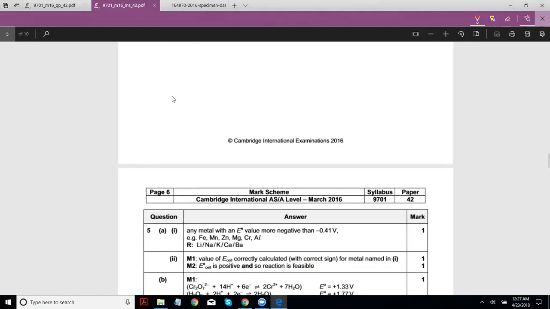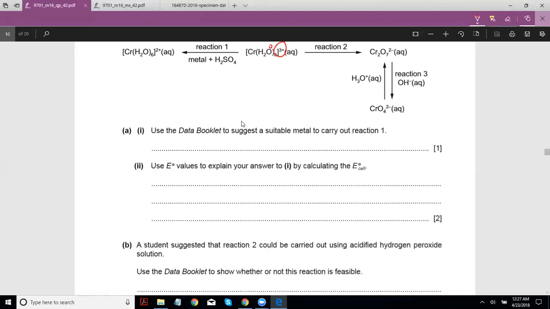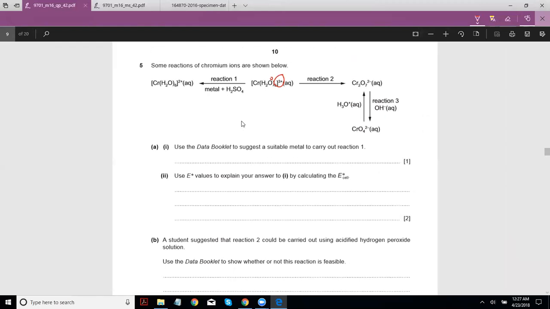Any metal with an E naught value more negative than minus 0.41. Example, yeah, it will credit all of them. It just needs to be less than that of chromium. हाँ, so more negative than chromium, ताकि वो खुद से oxidize हो तो दूसरे को reduce करे. That's the idea. Use E naught values to explain your answer to part 1 by calculating E cell.